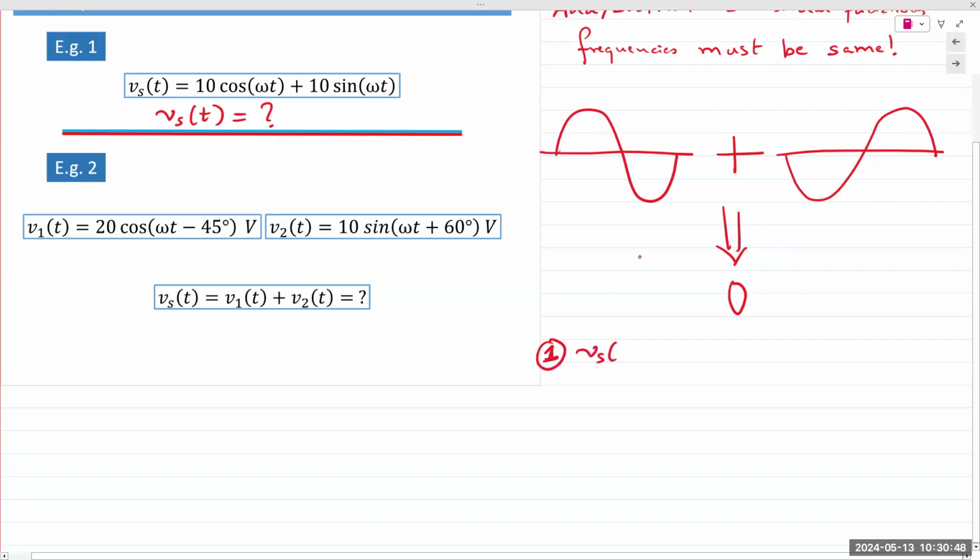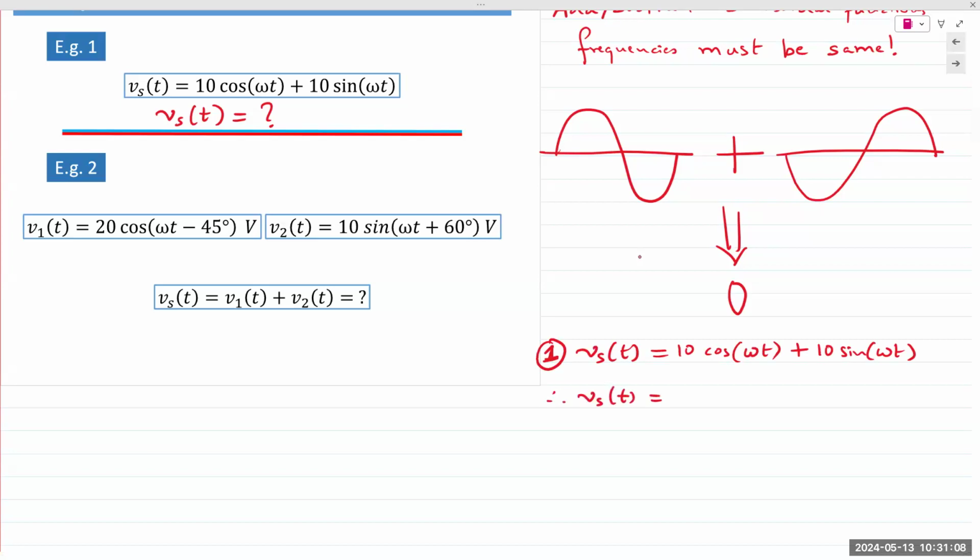You want to find a value for Vs of t, which is given by 10 cos omega t plus 10 sine omega t. Frequencies are the same, so we can proceed. If we want to write the phasor, all expressions must be in cosine. So we need to change sine to cosine. Subtract 90 degrees from the sine wave expression and write out the phasor. What do you get?